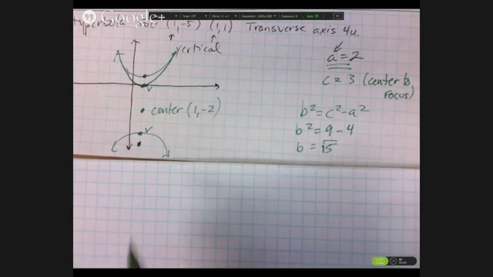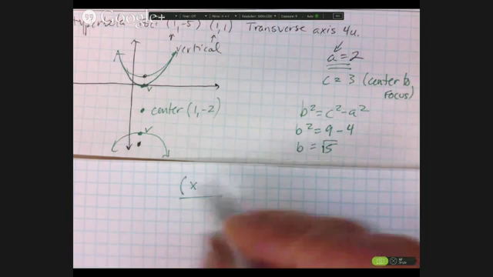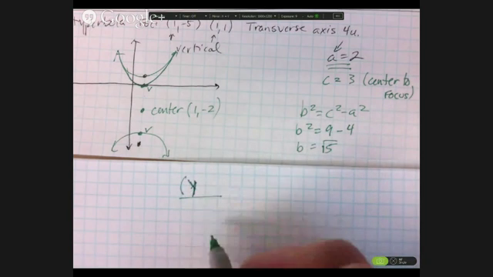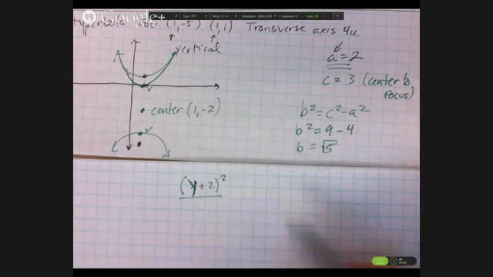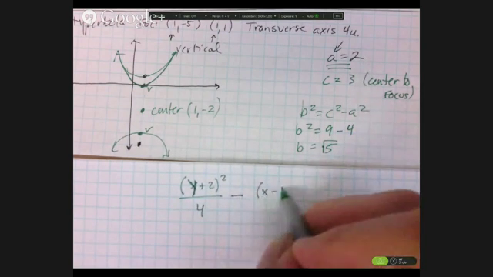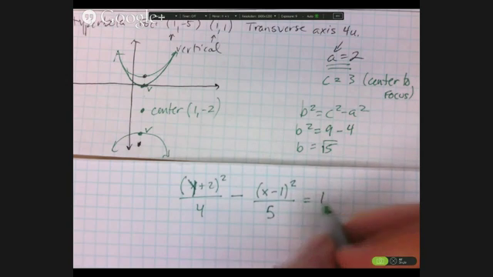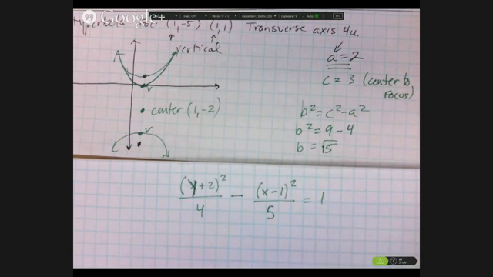All right, what's the equation? A goes with the Y's, right? Y plus 2 squared over A squared, 4. Hold on, something's not right. Because that's definitely misleading. No, that's right. So we must issue a correction then.